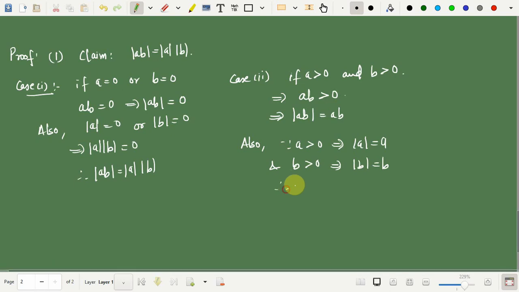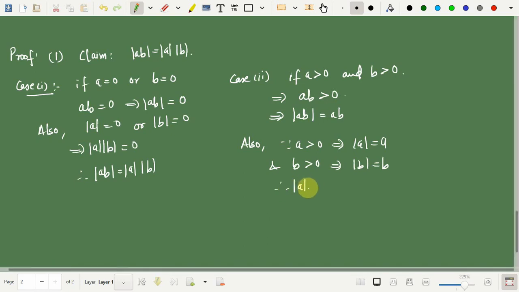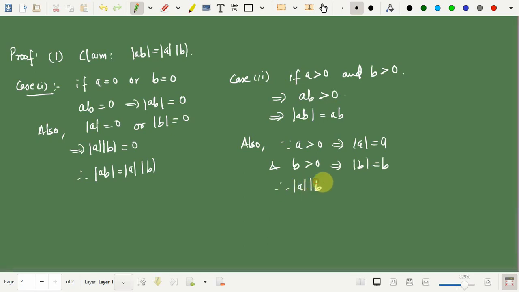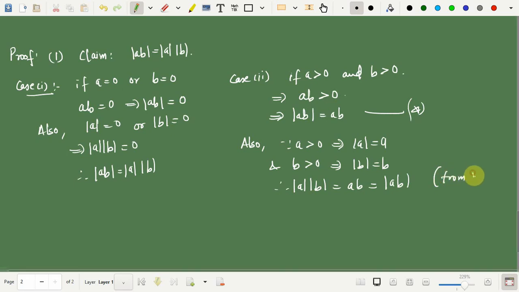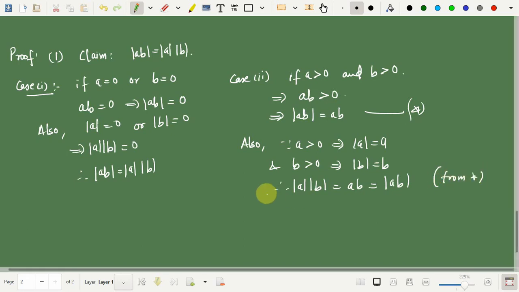Now, therefore, you can compute the product mod of a into mod of b, which is the same as a into b from here, and a into b from here is the same as mod of ab. I would call this star, and this is from star. So this way you prove that case 2 is also true.